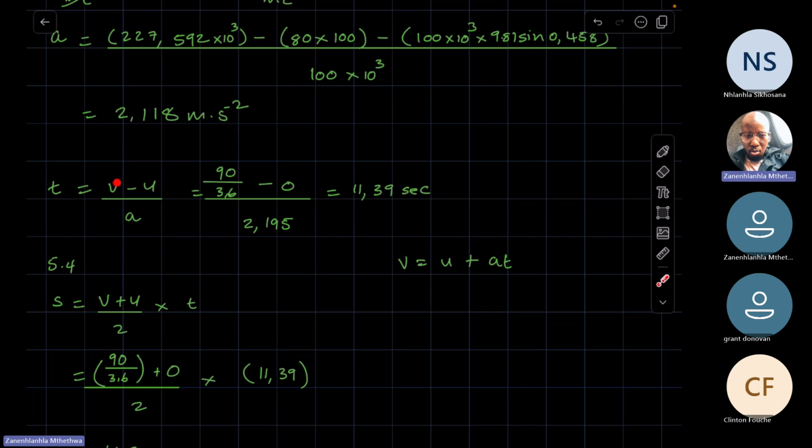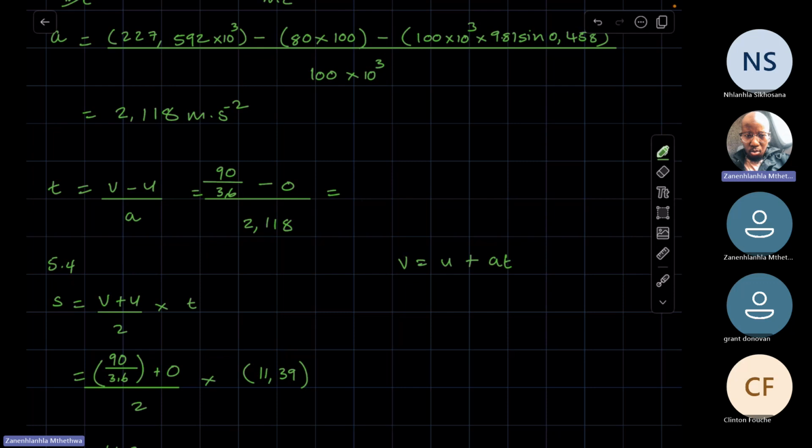And then the final velocity, remember he said calculate the time it took for the locomotive to move from rest to 90 kilometers per hour. So the final velocity is 90 kilometers per hour. Converting this to meters per second, you divide by 3.6. And then the initial velocity is 0 meters per second. And then this here is 2.118.